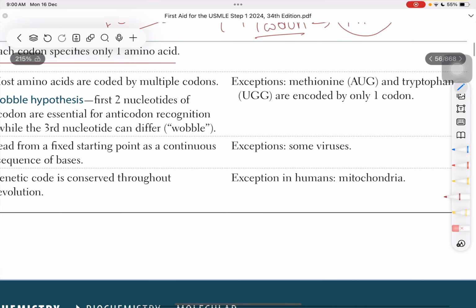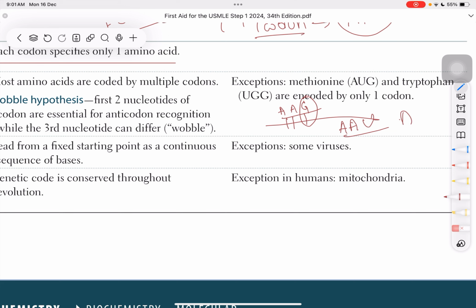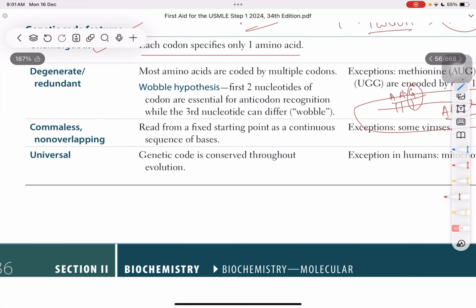What do you mean by the wobble hypothesis? In a codon there are three nucleotides, right? Let's say AG. See, the third nucleotide can change accordingly. It can change to AU, it can change to AC. But the first two nucleotides are essential for formation of your amino acid. This is what the wobble hypothesis is.